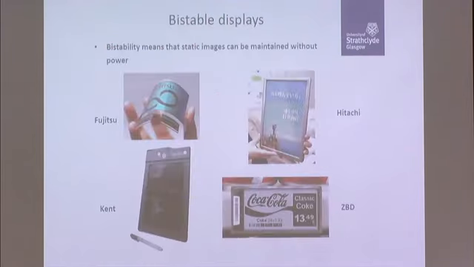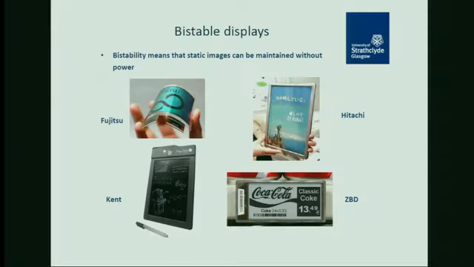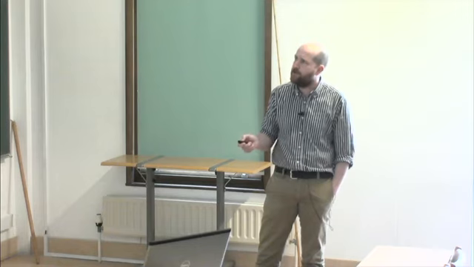Okay, so let's get to bistable displays. Lots of people are interested in bistable displays, mainly because they can maintain a static image. If I've got black and white pixels, and both the black pixel and the white pixel are stable intrinsically without any applied voltage or anything, then I can maintain an image without power. So these are 4 examples of bistable displays. All 3 of these, this Fujitsu one, this Hitachi, and the Kent State one, are really demonstrators and aren't for sale. The Kent do sell bistable displays.